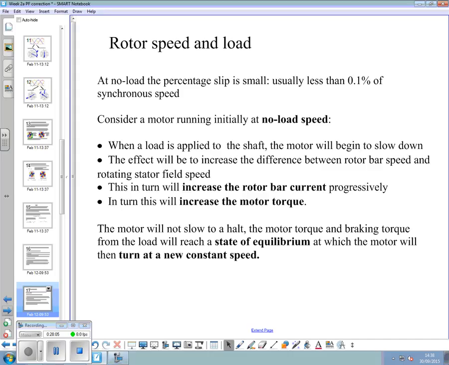The motor will not slow to a halt. The motor torque and braking torque from the load will reach a new state of equilibrium at which the motor will then turn at a new constant speed. So we've loaded the motor up and it will self-create more torque to find another equilibrium speed slightly lower than it was, due to the change in speed between magnetic field and the rotor speed. So you could say it's almost self-regulating in that sense.